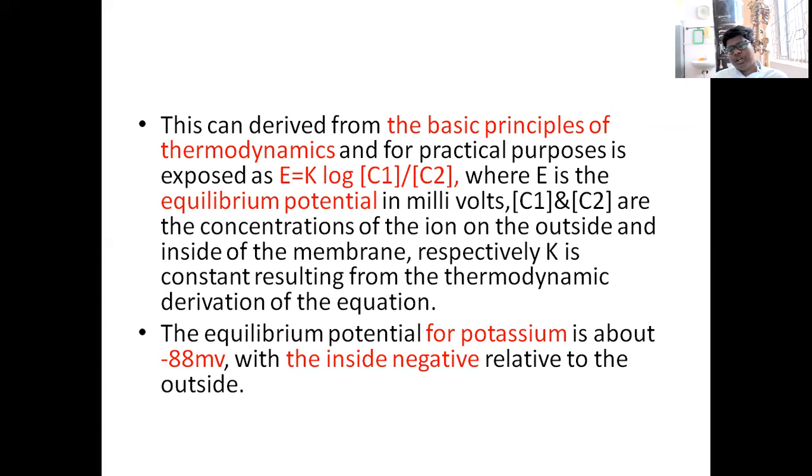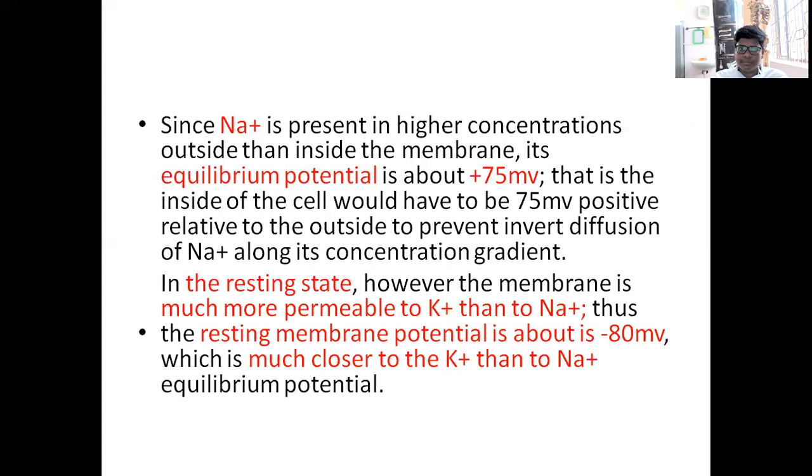The equilibrium potential for potassium is about minus 88 millivolt with the inside negative relative to the outside. Since sodium is present in higher concentration outside than inside the membrane, its equilibrium potential is about plus 75 millivolt. That is, inside the cell would have to be 75 millivolt positive relative to the outside to prevent inward diffusion of sodium along its concentration gradient.